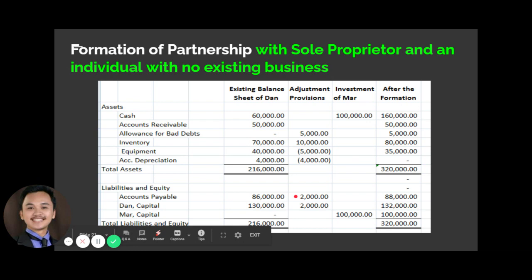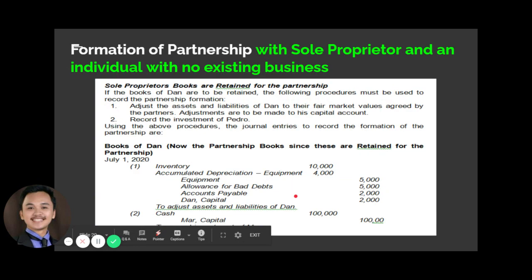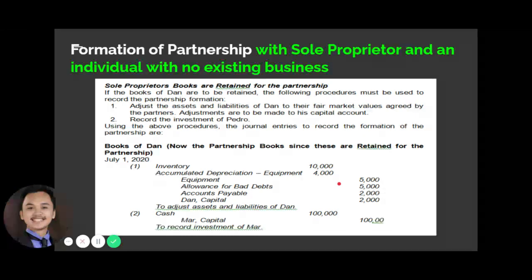So in short, the journal entry for that adjustments would include debit to inventory for 10,000. So, you close the accumulated depreciation because the accumulated depreciation of 4,000 will be gone. And then, equipment of 5,000. Credit equipment for 5,000 because in your record you still have equipment of 40,000. It will be reduced to 35,000. So, 40,000 minus 35,000. So, you adjust the equipment for 5,000.